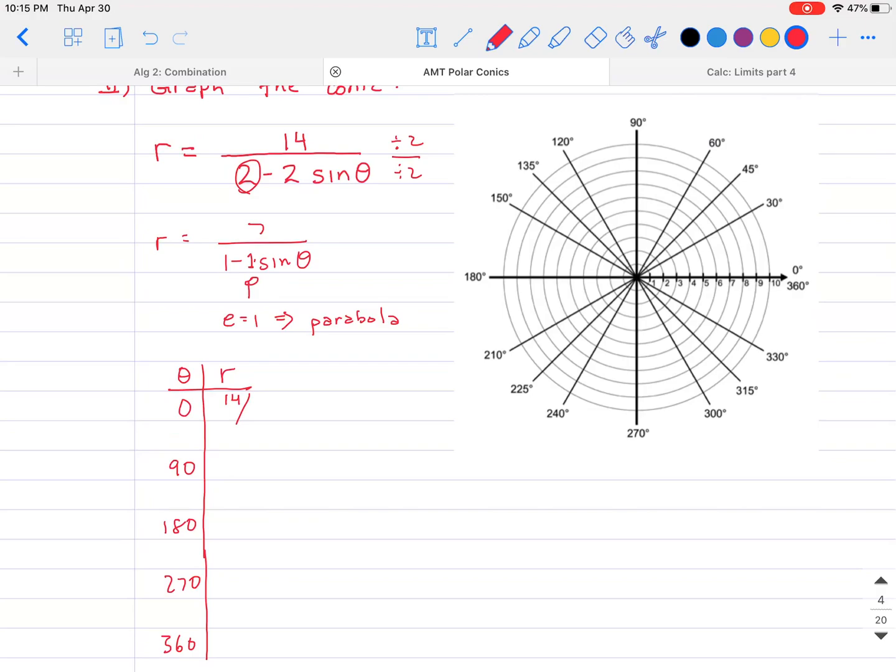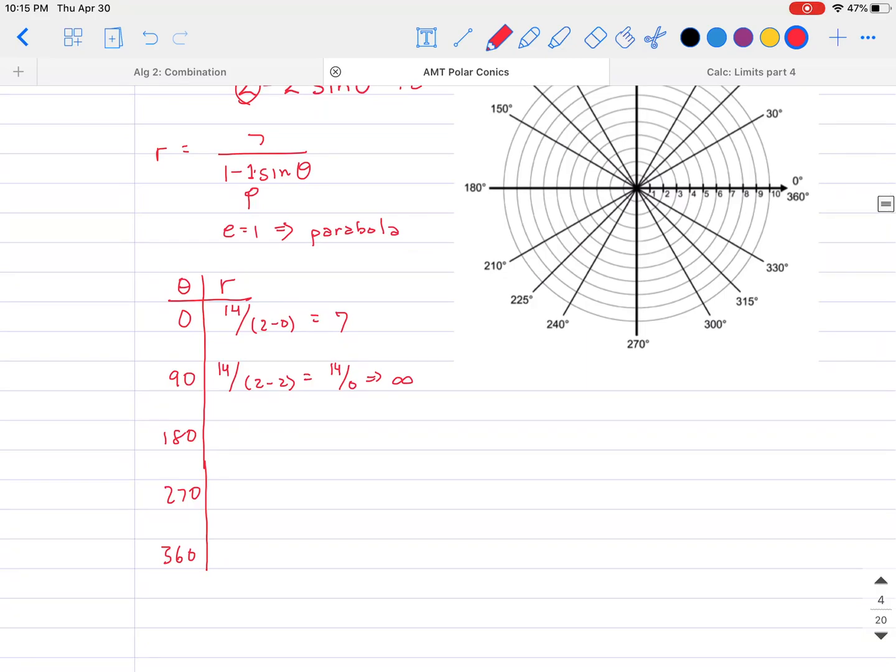You're going to get 14 divided by 2 minus 0, so that's equal to 7. Then at 90 degrees, you have 14 divided by, looks like we have a little small problem, 2 minus 2, which is going to be undefined. Now, technically, 14 over 0 is kind of like saying that it's going towards infinity. So we're just going to keep that in mind for the time being. Next, we have 14 divided by, again, 2 minus 0. So that would give us 7 once again.